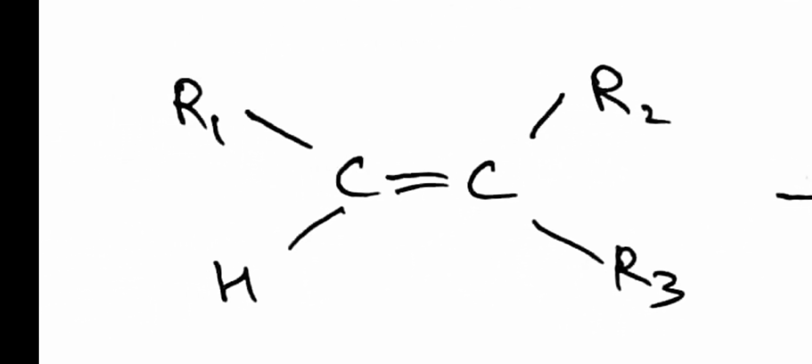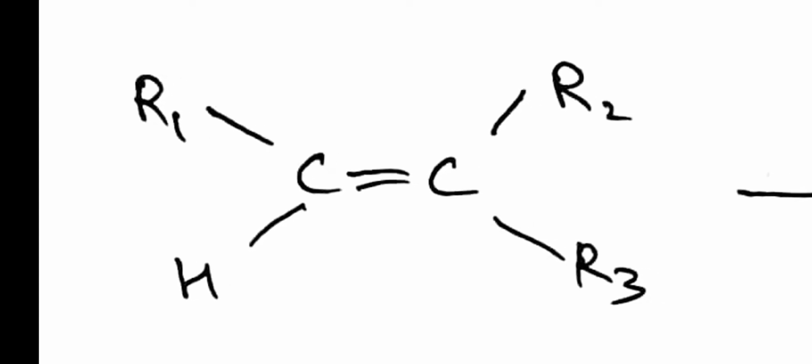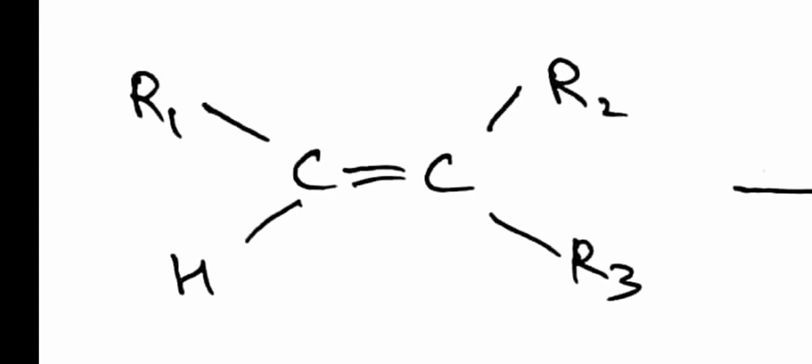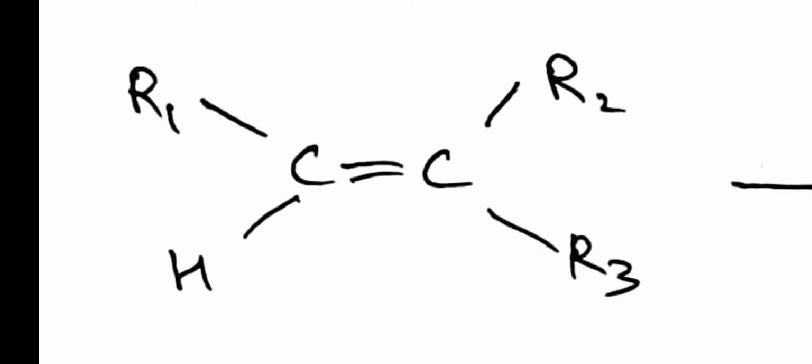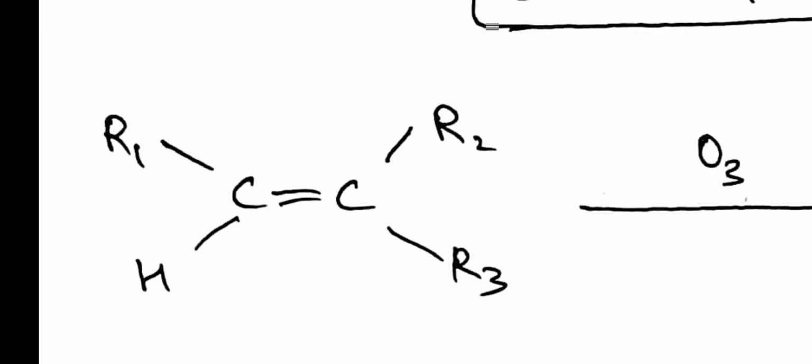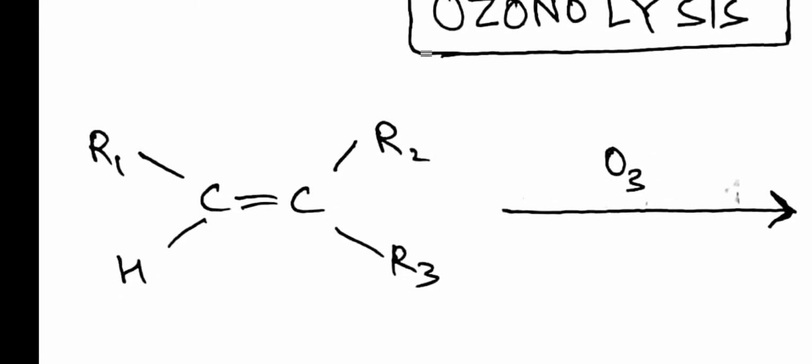Suppose this is an alkene. As you can see, all the substituents are different, and I have specially taken an H. There is no particular reason, just to make sure that an H can also be there. Now the reaction goes something like this. I have made a PDF and written the whole mechanism, and we are going to discuss the mechanism today.